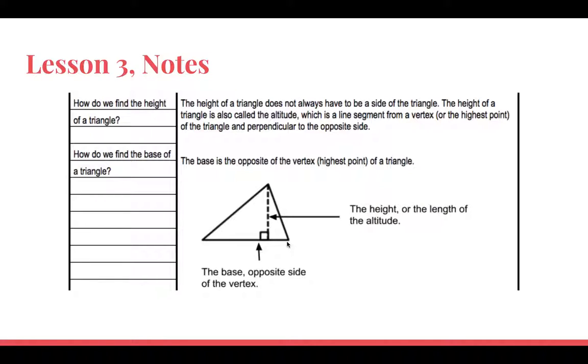So how do we find the base of a triangle? The base is the opposite side of the vertex, or the highest point of a triangle. There is always more than one vertex of a triangle. It depends on how you are looking at your triangle or how it is drawn.